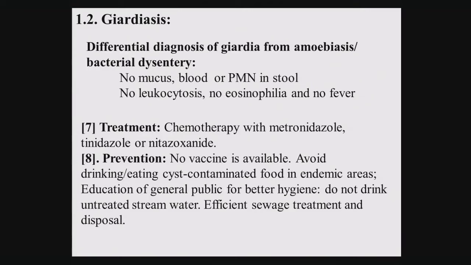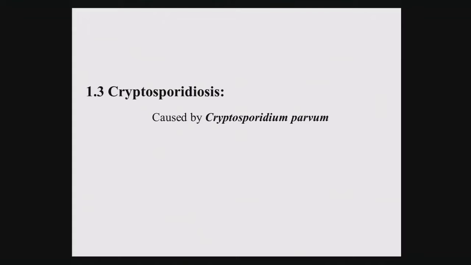So the differential diagnosis is versus amoebiasis and bacterial dysentery. In the case of Giardia, there's no mucus, no bloody material or PMN, and the treatment is the usual drugs, including metronidazole. Prevention is mainly based on personal hygiene and being careful with what you eat and drink. And from the public health point of view, you need to take care of the sewer system and avoid contamination with the cyst.